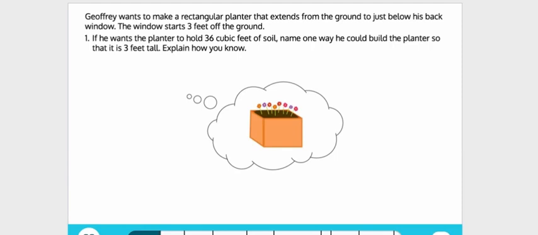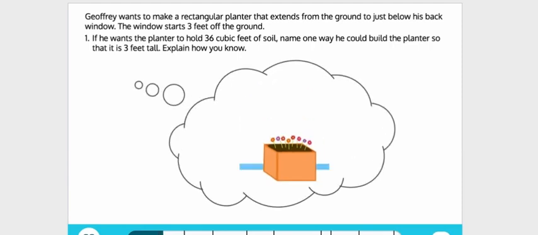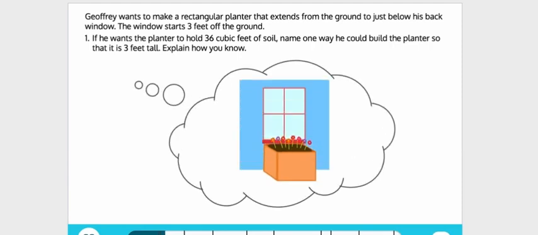So Jeffrey wants to build a rectangular planter under his back window. He wants the planter to hold 36 cubic feet of soil, so that's how much space the planter will take up. In other words, 36 cubic feet will be the planter's volume. What else does Jeffrey need to figure out before he can build this planter?